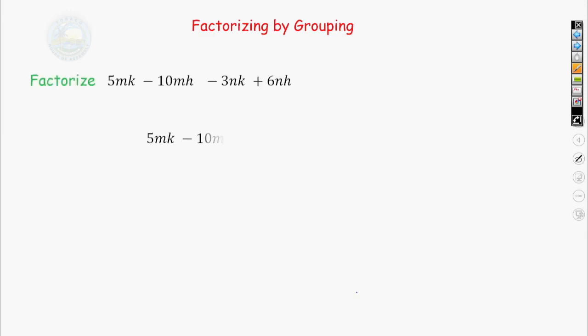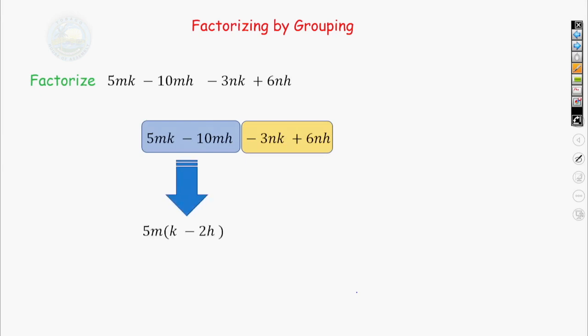And I think this is our final one. For the final one, it is 5mk minus 10mh minus 3nk plus 6nh. Again, factorized by grouping. My first group, what is common? 5, 10 coefficients. So what is common there? That is going to be what? 5. And I'm seeing m being common. So my common factor there is going to be 5m. And what need I multiply 5m by here to give me 5mk? I multiply it by k.